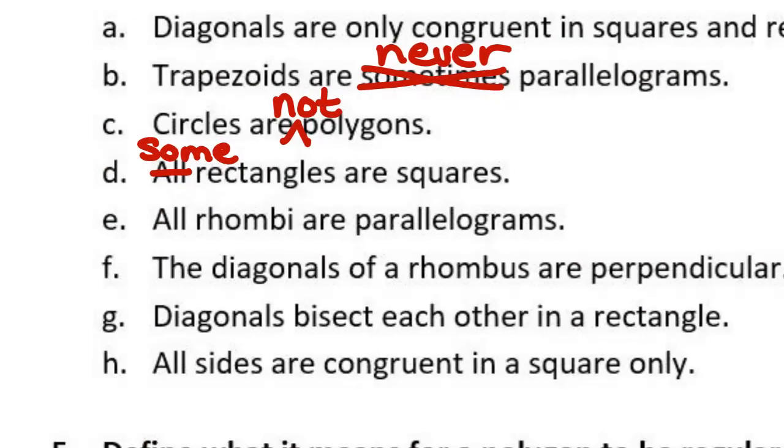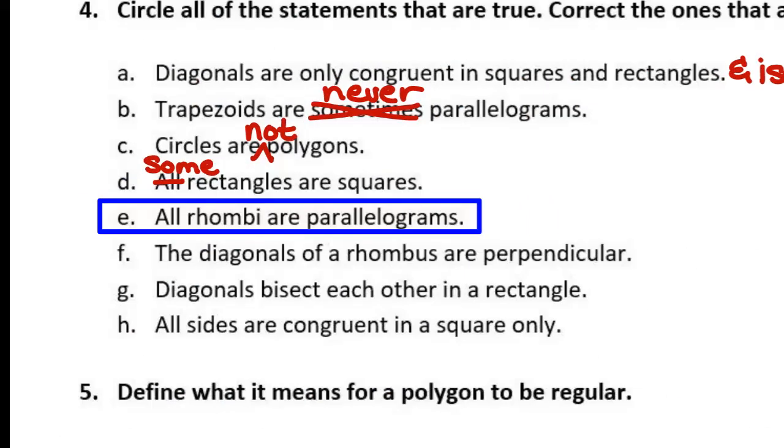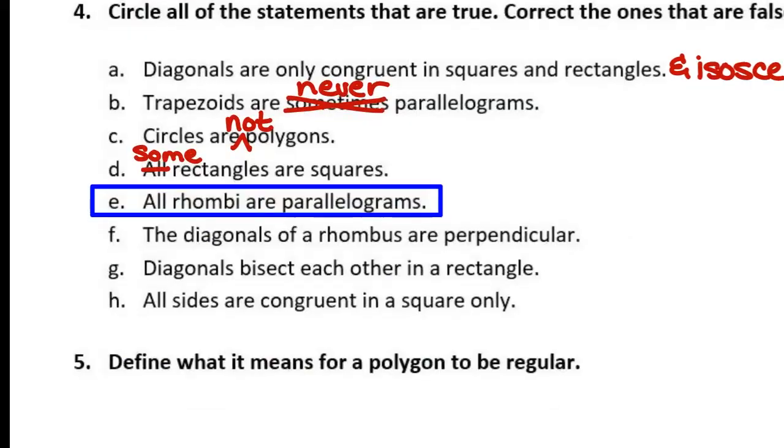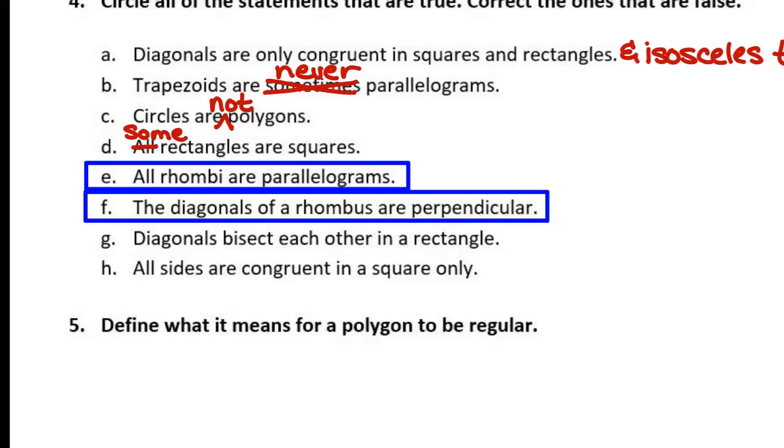All rhombi are parallelograms. That is true. If it meets the requirement for a rhombus, then it automatically meets all of the requirements for a parallelogram. The diagonals of a rhombus are perpendicular. That is true. Diagonals bisect each other in a rectangle. That is true for all parallelograms, and a rectangle is a special type of a parallelogram.